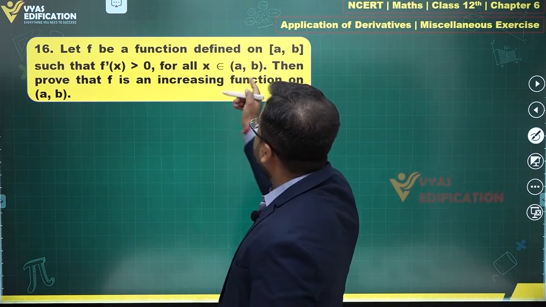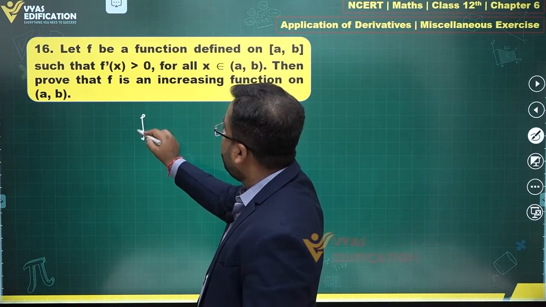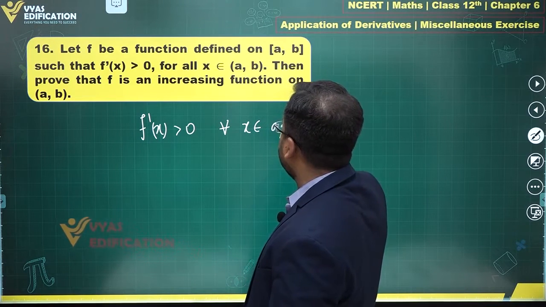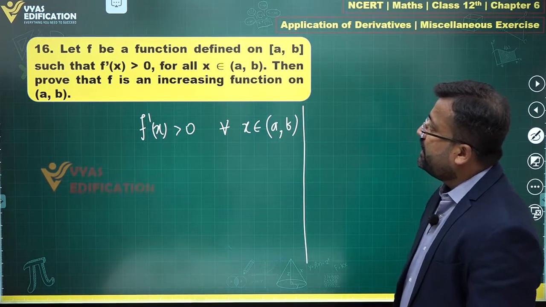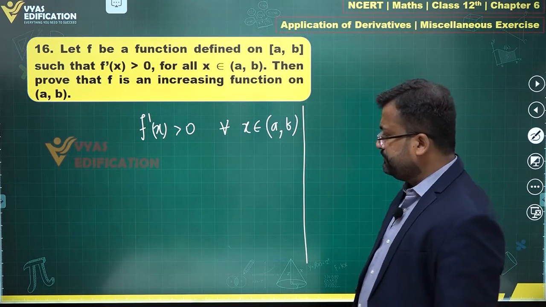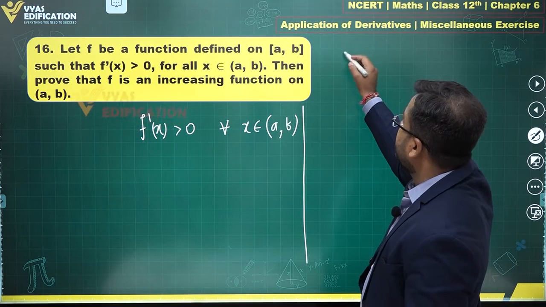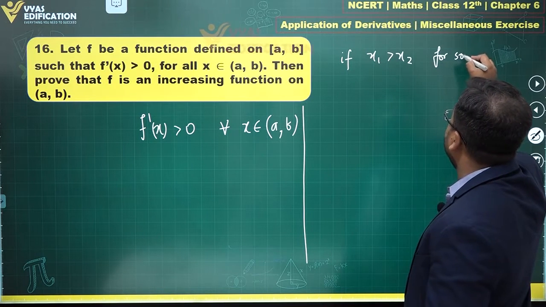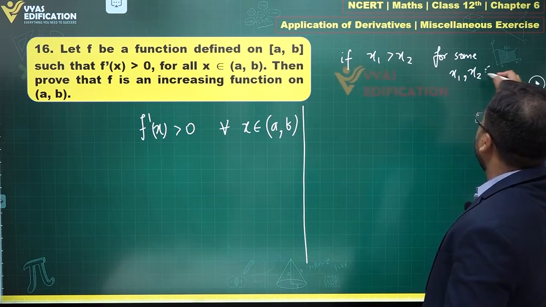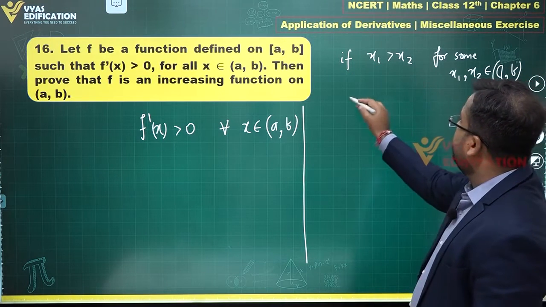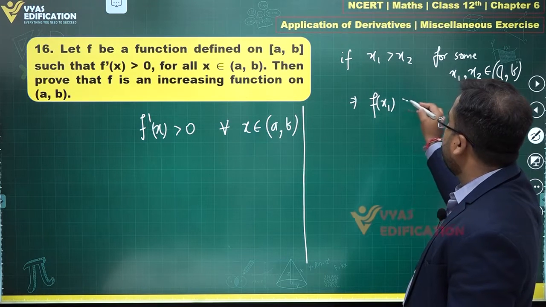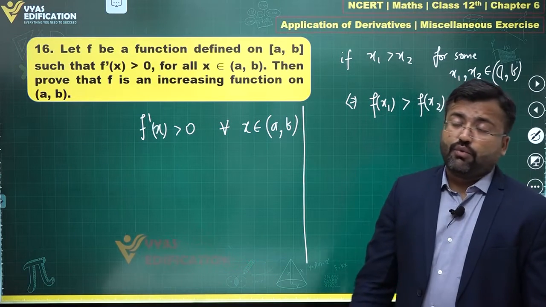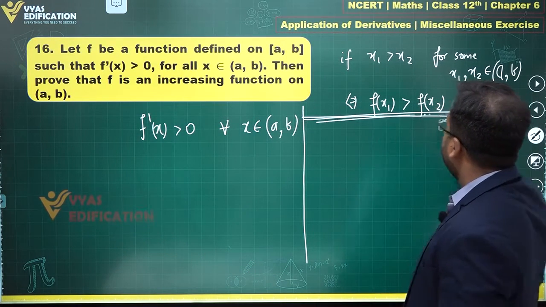And can we use that? Yes. F be a function defined on a comma b such that f prime x is greater than 0 for all x belongs to a comma b. This is what we have, right? Okay. And prove that f is an increasing function on a comma b. And what's the definition of increasing function? That says if x1 is greater than x2 for some x1 comma x2 belonging to this interval a comma b, this implies that f of x1 should be greater than f of x2. And not only this implies this, the converse is also true for this particular definition, right? This is the definition of increasing function, right?